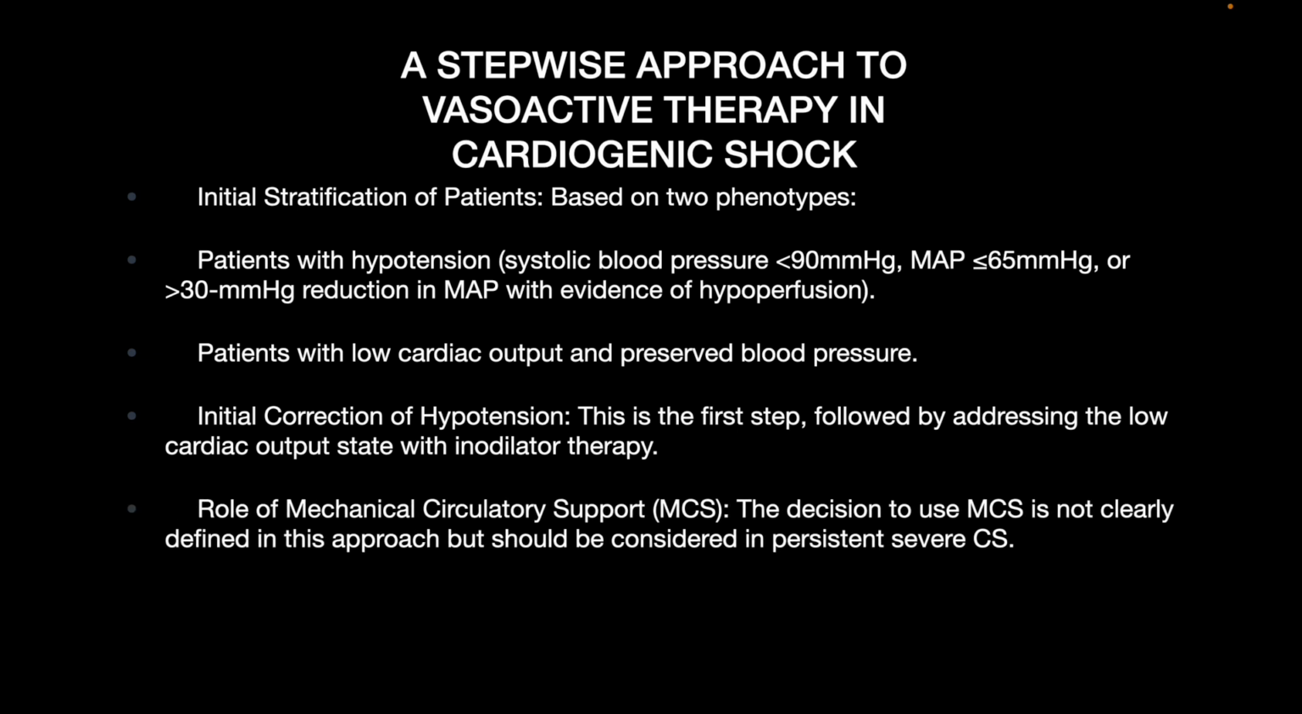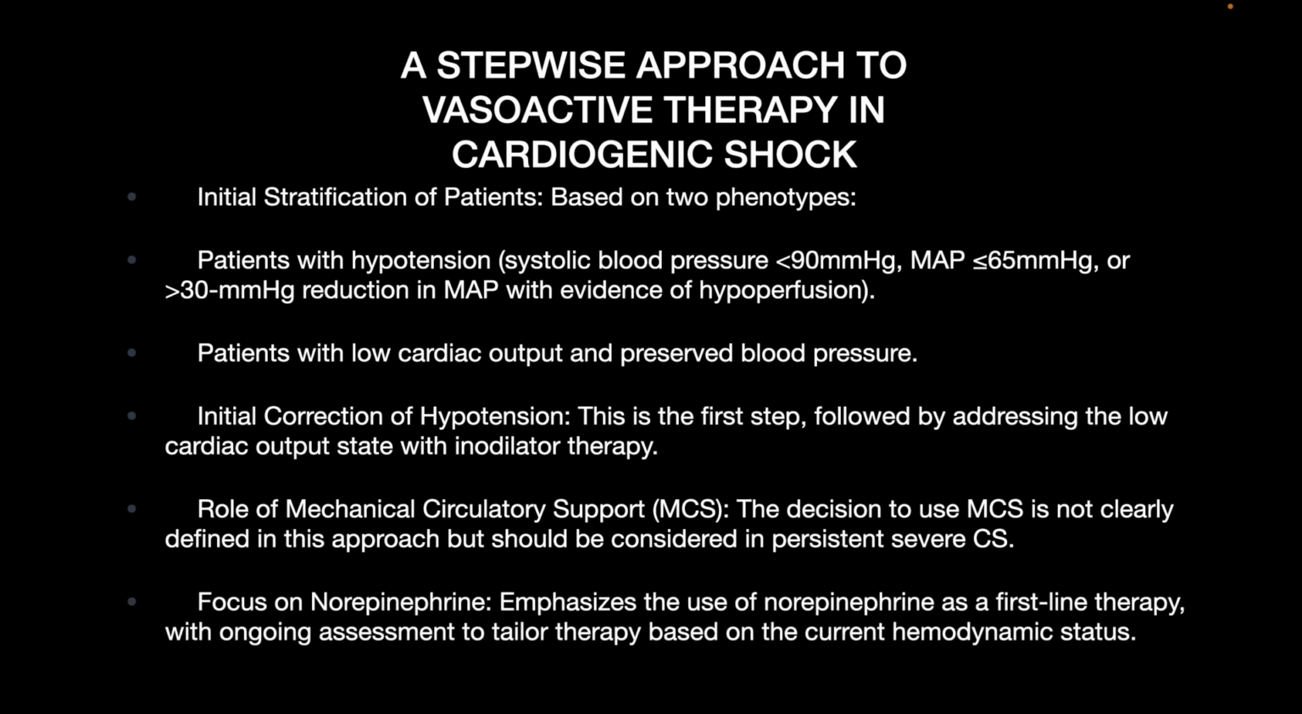Now, role of mechanical circulatory devices, the decision is not clearly defined as of now, but if the cardiogenic shock persists, you can and should use mechanical circulatory support devices. So initially what you do is you give vasopressors, maintain the BP, and then with the inodilators you target to improve the cardiac output. Now focus is, as I said, on norepinephrine because its use is always recommended as the first therapy, and this is the first thing that you should do to maintain the hemodynamics first.